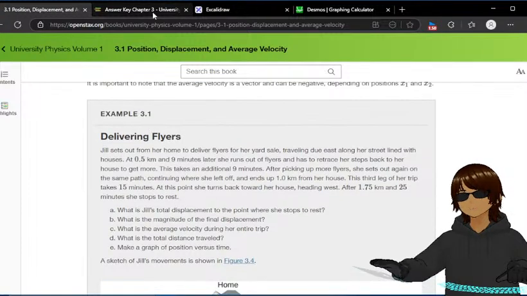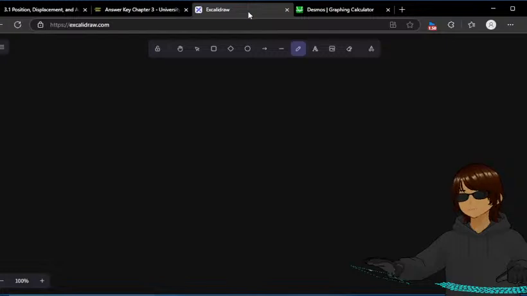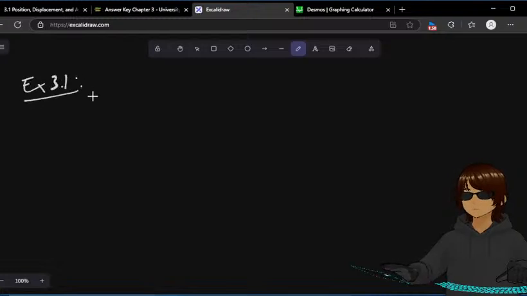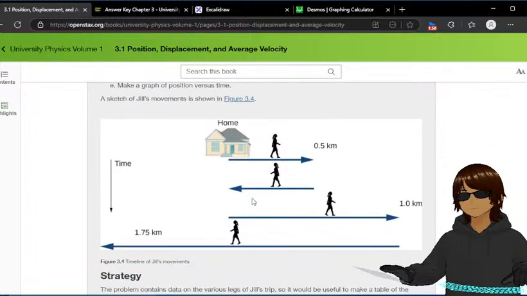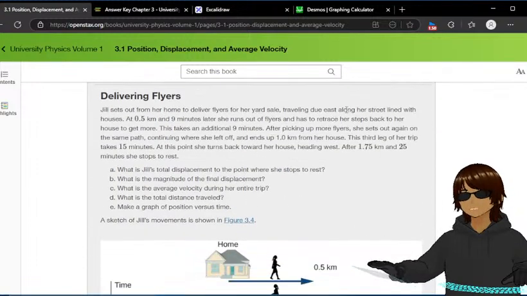So this is example 3.1. Jill sets out from her home to deliver flyers for her yard sale. What is Jill's total displacement to the point where she stops? Traveling due east along a straight line with houses, at 0.5 kilometers and 9 minutes later, she runs out of flyers and has to retrace her steps back to her house to get more.